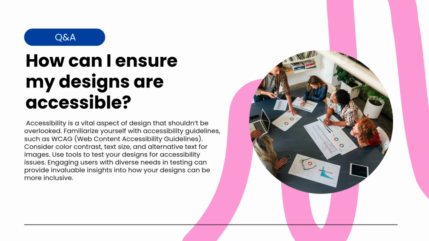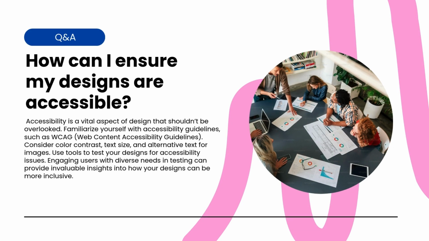Question number 3. How can I ensure my designs are accessible? Accessibility is a vital aspect of design that should not be overlooked. Familiarize yourself with accessibility guidelines such as WCAG, Web Content Accessibility Guidelines. Consider color contrast, text size, and alternative text for images. Use tools to test your designs for accessibility issues. Engaging users with diverse needs in testing can provide invaluable insights into how your design can be more inclusive.